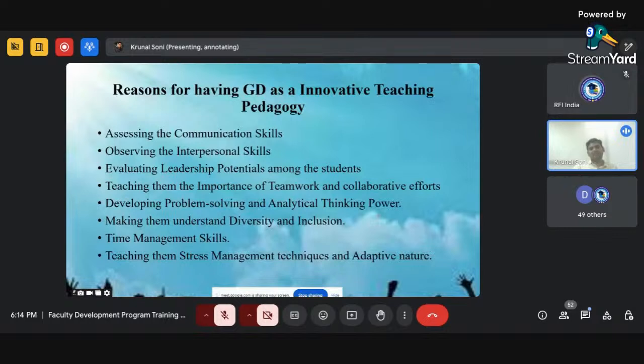Reasons for having GD as an innovative teaching pedagogy. So why is GD considered to be an innovative teaching pedagogy, right? First, it helps to assess communication skills, which we have already discussed. I'll not take much time. Then observing interpersonal skills. So how interpersonal skills and talents are part of it. So yes, you can observe that part also. Evaluating leadership potential among the students.